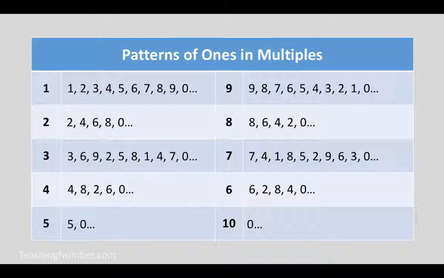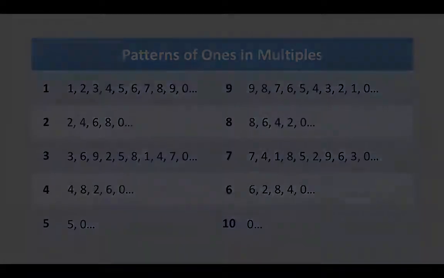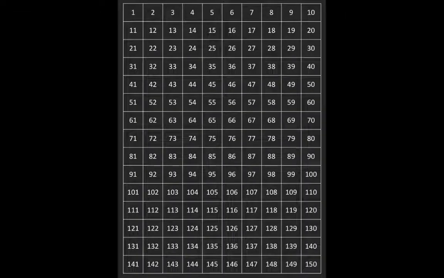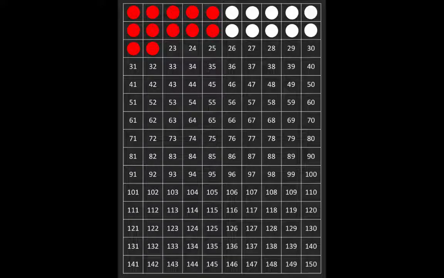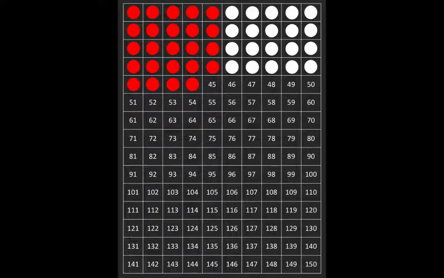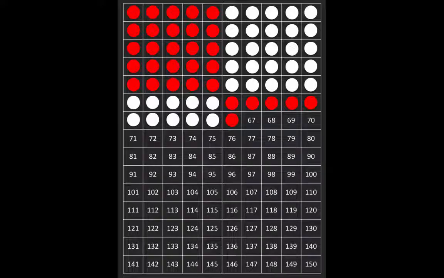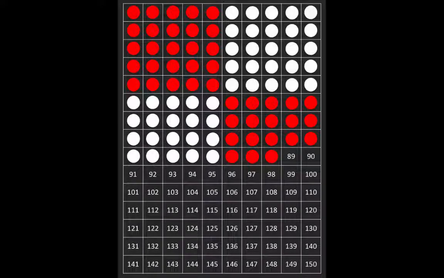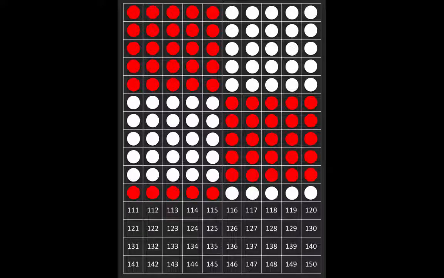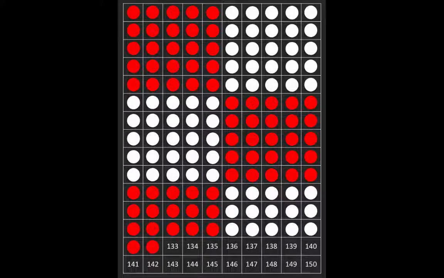Can you use what we have learned about the patterns of ones in multiples of the digits that make up the base 10 number system to make a prediction about the pattern of ones in multiples of 11, 12, 13, 14, and 15? First, let's count by 11. 11, 22, 33, 44, 55, 66, 77, 88, 99, 110, 121, 132, 143.